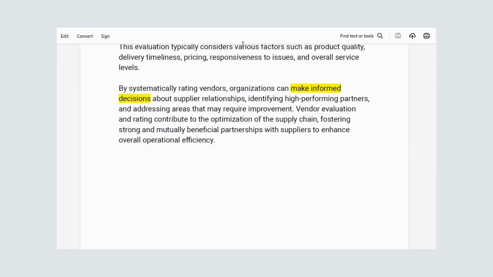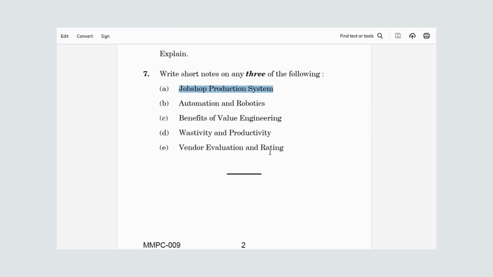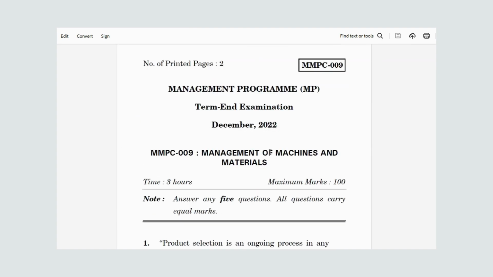So that comes to the end of this term end examination paper. Hope you find it useful. Please study these questions very well, because in IGNOU we can see they always ask repetitive previous year question papers for the upcoming term end examination. So just go through these notes and keep in mind the points that we have discussed for each and every question.